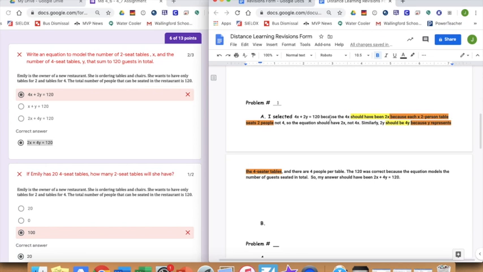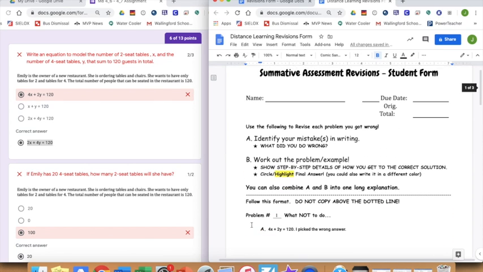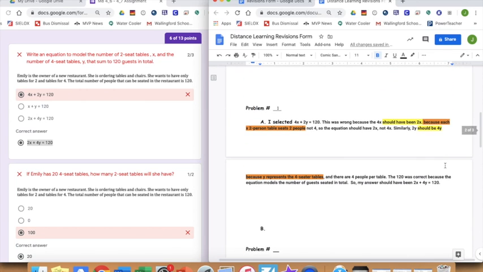Let me reread this. I selected 4x plus 2y equals 120. Okay. This was wrong because 4x should have been 2x. Okay, so that's what I did wrong. And then what I could say down in part B, how do I get my correct solution? Well, the orange stuff could really all go down there.